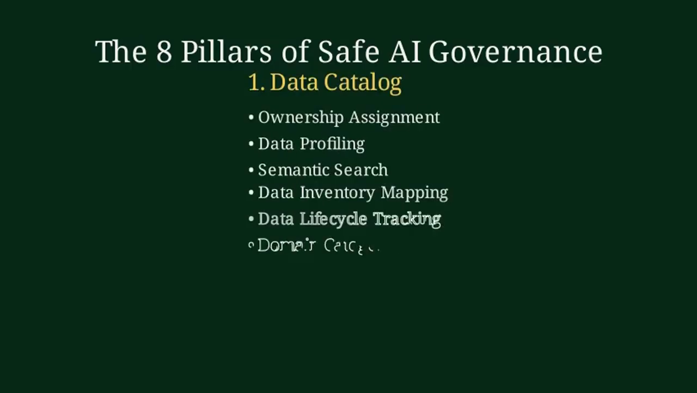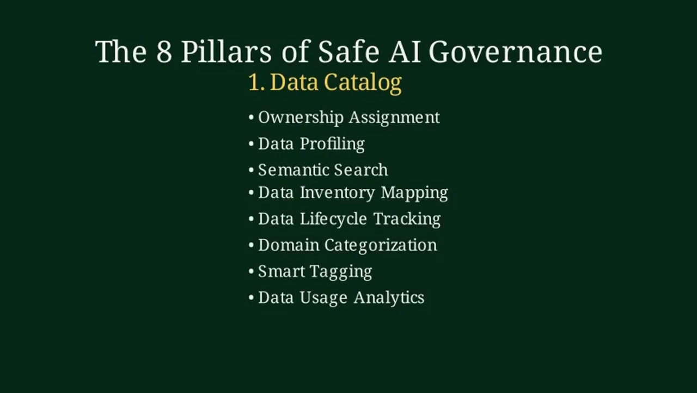Pillar 1 is Data Catalog. This pillar is the library map for all data. It makes sure we know what data exists, who owns it, and how it is used. Here are the 8 core tasks inside this pillar.